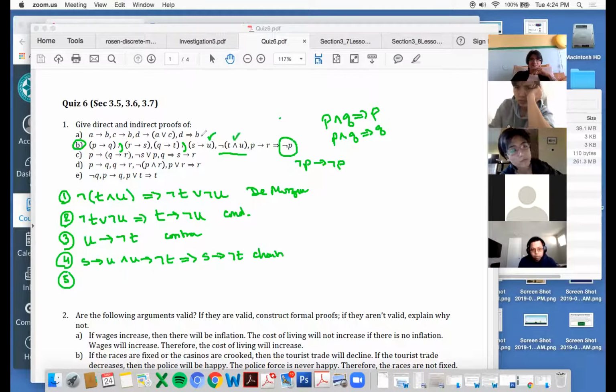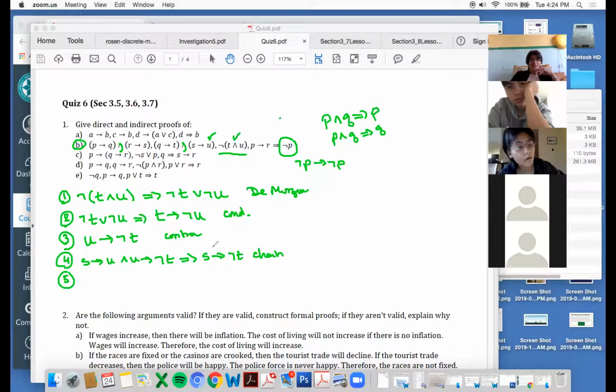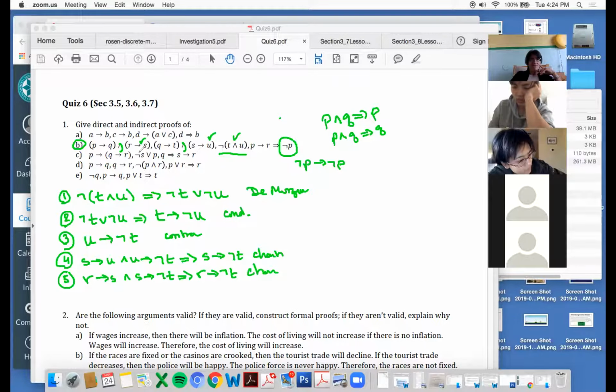Yes, I've used this, I've used that. Okay, so I see that this has S and T in it. So I'm going to see if I can, here's one with the S at the end. So I'm going to connect it: R then S, S then not T. This is going to turn into R then not T by the chain rule. Okay, all right, now I have R and not T.